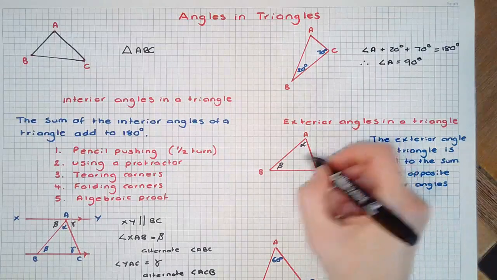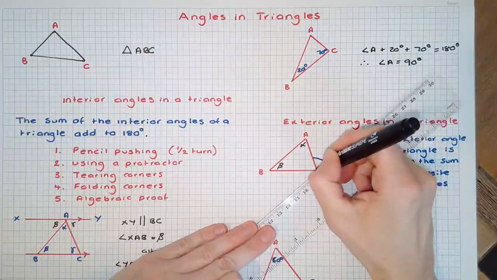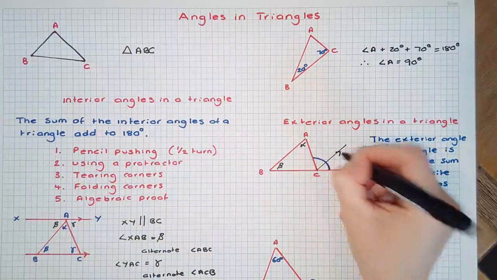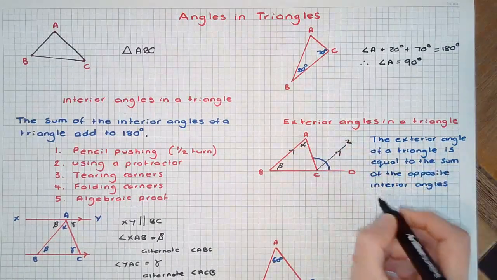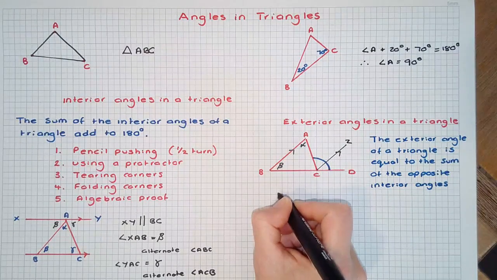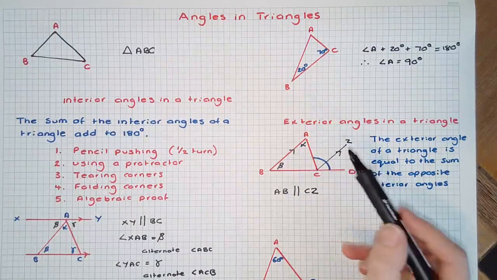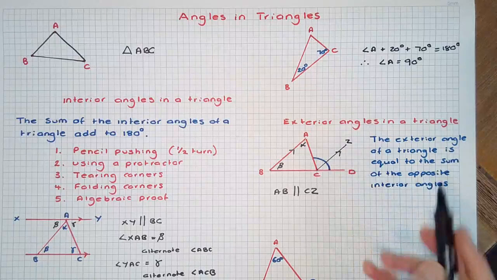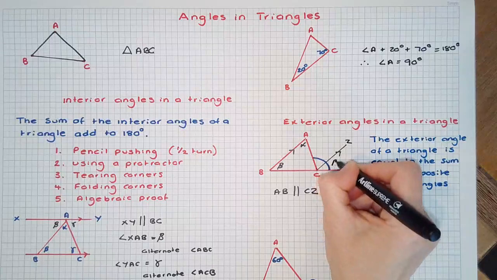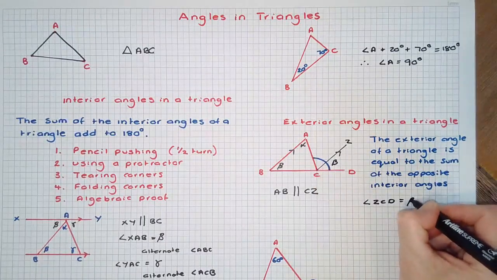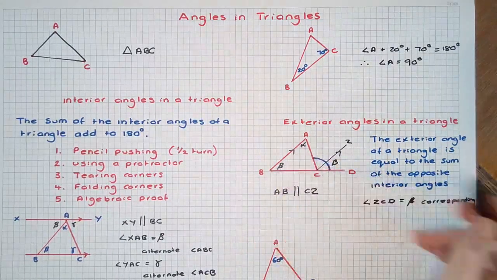Now, we can prove this in a number of ways. One way is to draw in a line that's parallel to line AB extending from point C. Let's label this line CZ. So AB is parallel to CZ. Now, we can see that angle ZCD is equal to beta because it's corresponding to angle ABC.